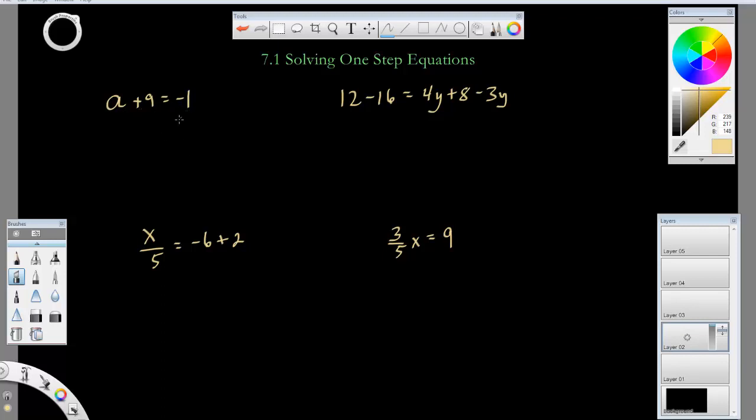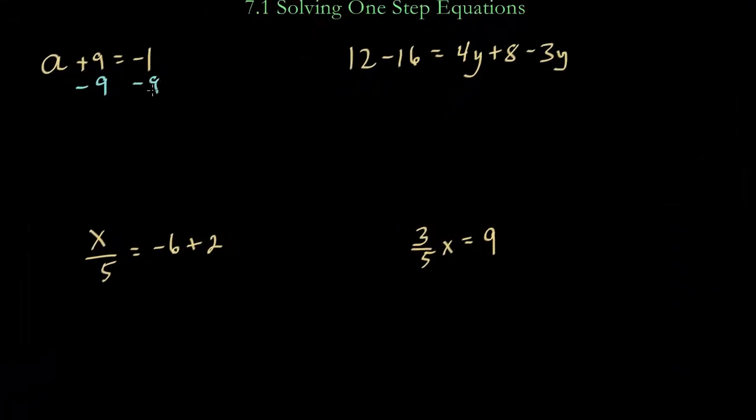A plus 9 equals negative 1. So let's do all of our work in bright blue. Here I'm going to get a by itself, so I'm going to subtract 9 from both sides. Again, same old, same old. A equals negative 1 minus 9, which is negative 10. Negative 10.